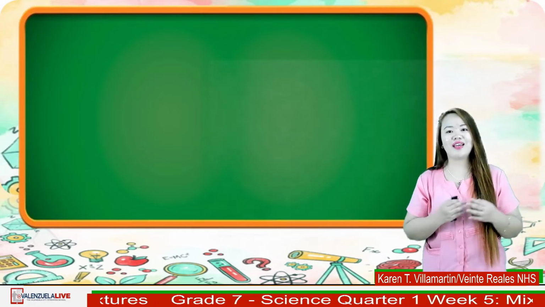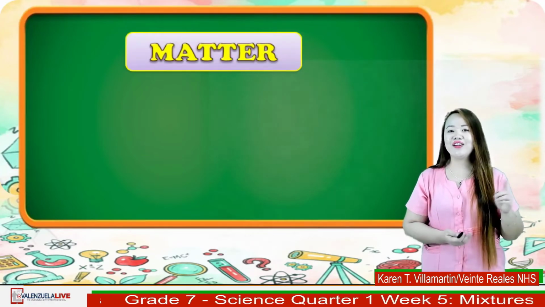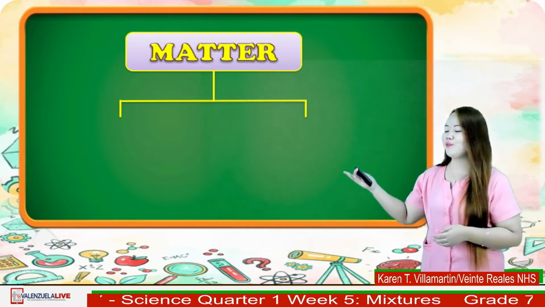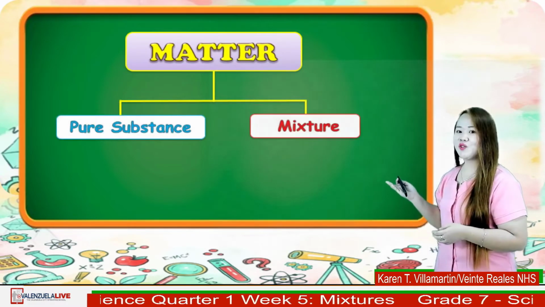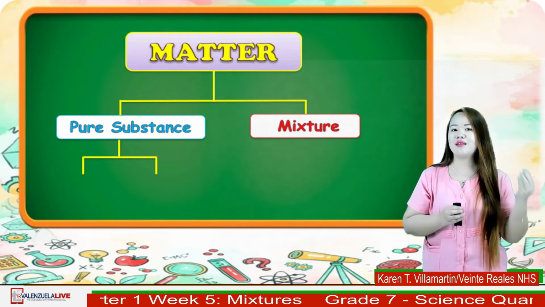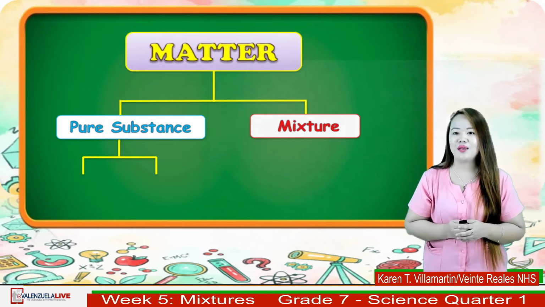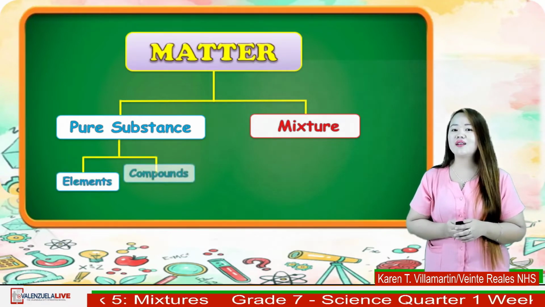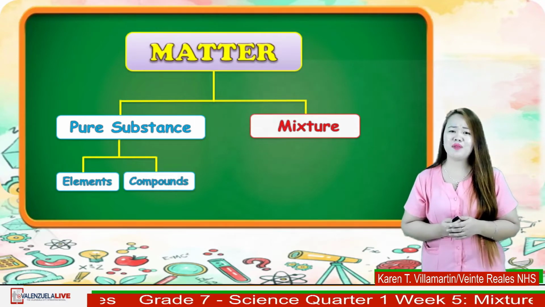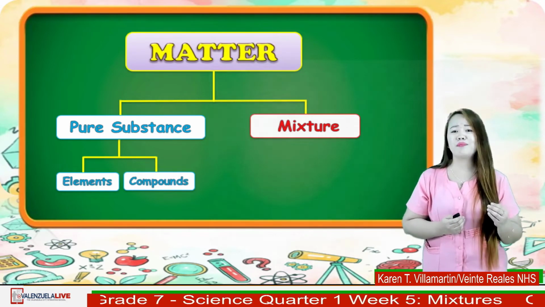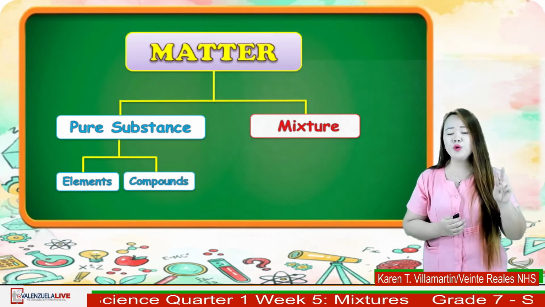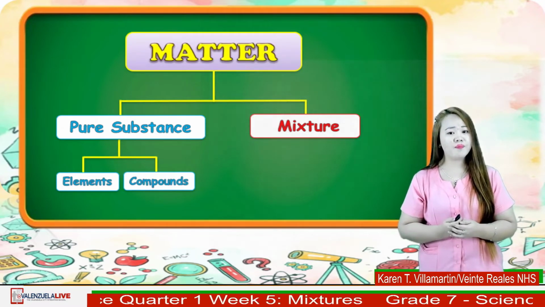And to summarize the discussion, matter can be broken down into two categories. These are pure substance and mixture. Pure substance can be categorized into two types: element and compound. Element is a substance that cannot be broken down into a simpler form. Compound is a combination of two or more elements.